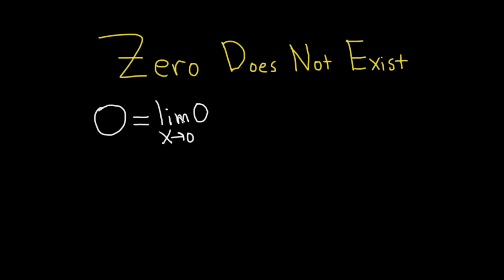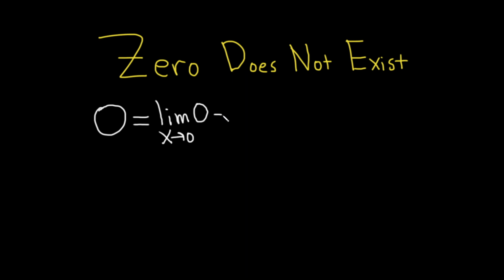When you're looking at the limit of 0 as x approaches 0, you're asking, as x gets really close to 0, what happens to 0? Well, it's just 0, so it's going to be 0. In general, when you have the limit of a constant, which 0 is a constant, you're just going to get a constant. So this is equal to this.